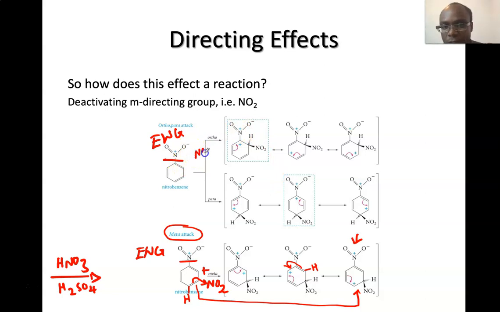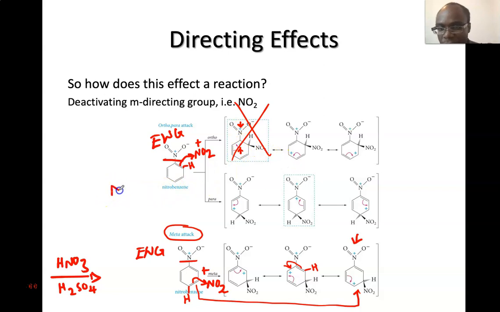let's do ortho substitution. If you do ortho substitution here, the nitro will end up here as this hydrogen, the plus sign will be here. So you end up with this structure. See how the nitrogen has a plus sign, and now you've put a plus sign there. Do you want two equal charges close by? No, that should not happen, because the equal signs will repel.